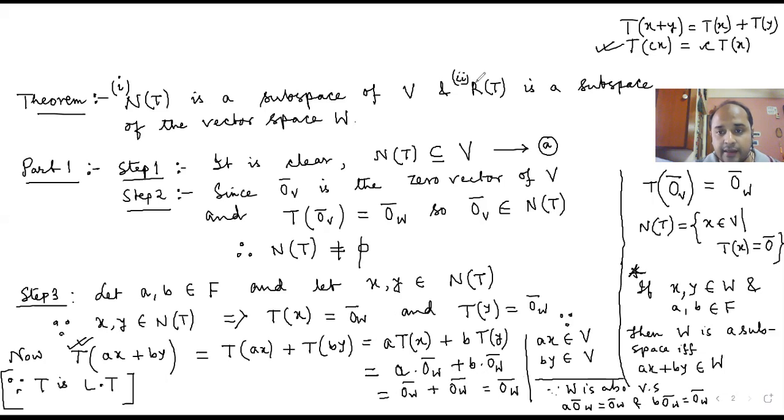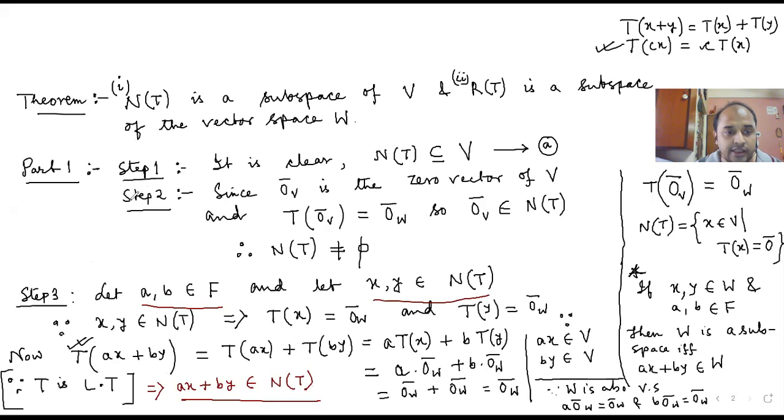So you see that we started from this particular point, and we have shown that the image of this linear combination Ax plus By is also the 0 vector of W. And so by definition of NT, this implies that Ax plus By belongs to NT. So we started with A, B belonging to F and x, y belonging to NT, and we have come up to this Ax plus By belonging to NT. So from step 1, step 2, and step 3, I'm writing over here.